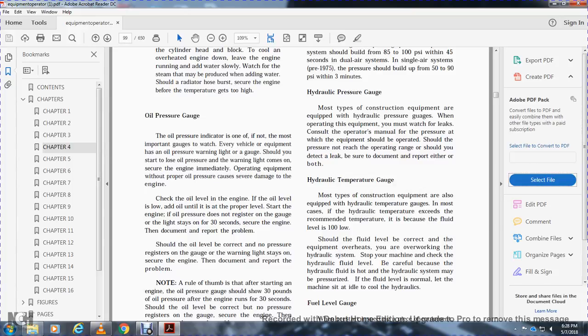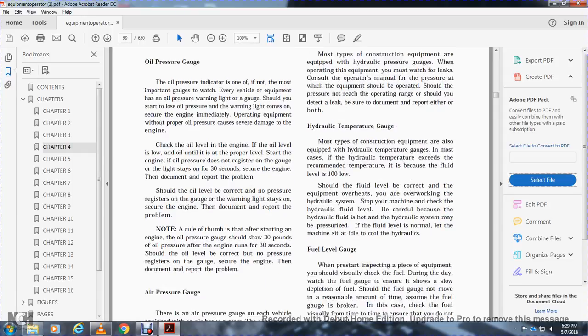Check the oil level again. If the oil level is low, add oil until the proper level is reached. Start the engine. If oil pressure does not register on the gauge, or the warning light stays on after 30 seconds, secure the engine, document, and report the problem. Start again with the oil level correct. If the pressure does not register or the warning light stays on, secure the engine, document, and report the problem.